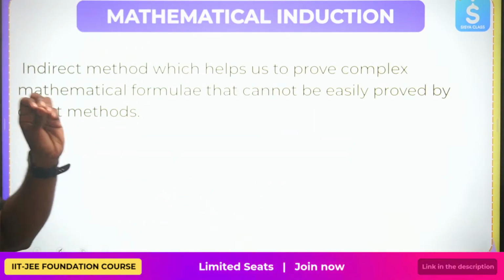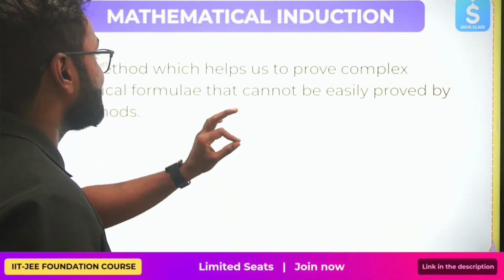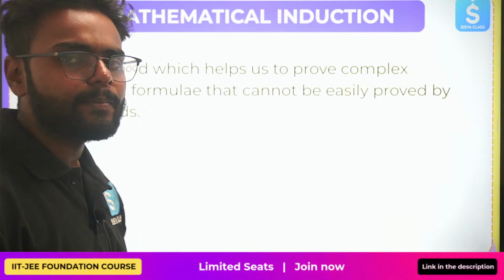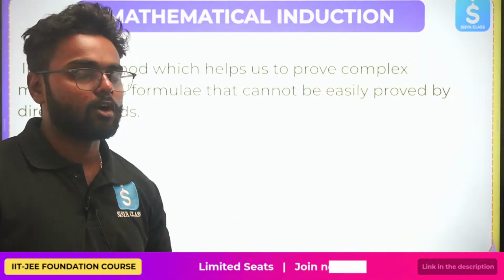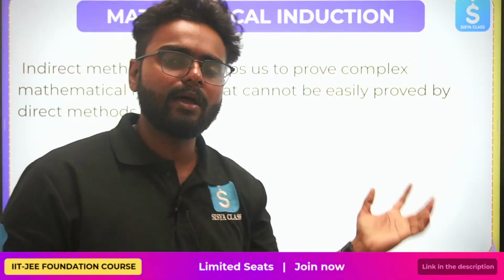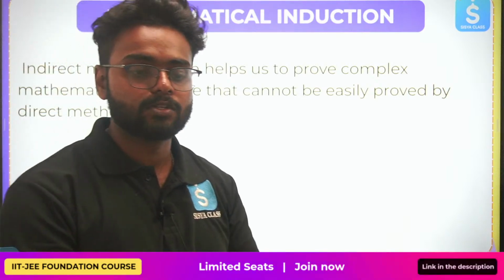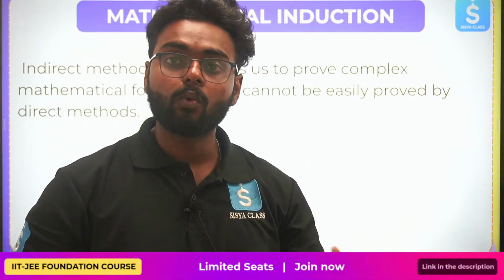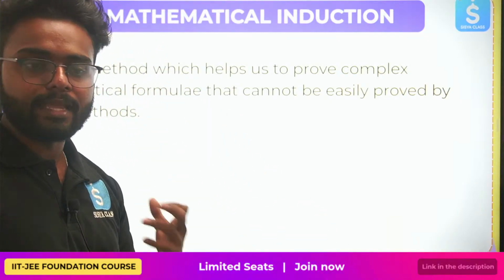It is an indirect method that helps us prove complex mathematical formulas that cannot be easily proved by direct methods. So this is an indirect method that is really helpful in solving complex mathematical formulae. What are complex mathematical formulae? Let us see. In arithmetic progressions we saw the sum of n terms, n into n plus 1. How did we get this? How is it right? If you are asking me, we can definitely prove it by this mathematical induction.